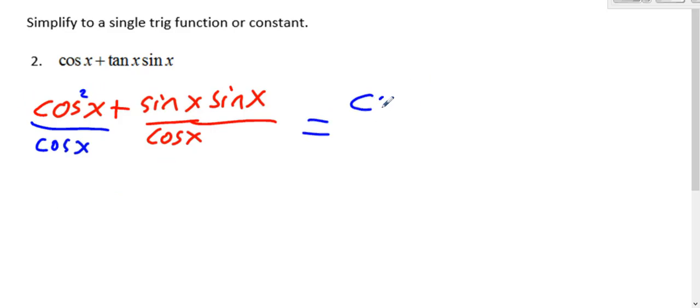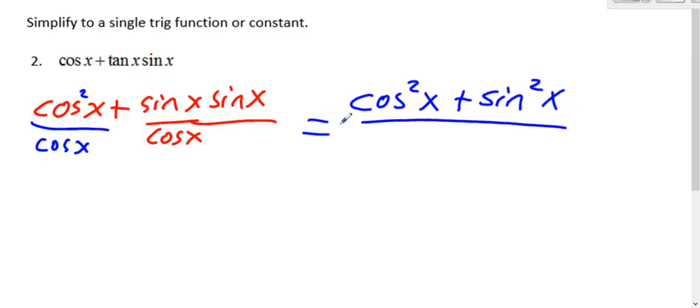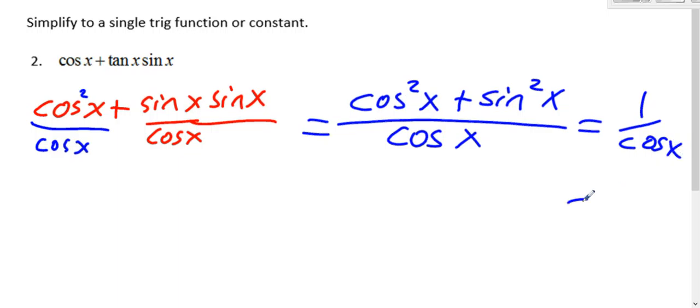So we get cosine squared plus sine squared all over cosine, which is 1 over cosine, because cosine squared plus sine squared equals 1. And 1 over cosine is secant.